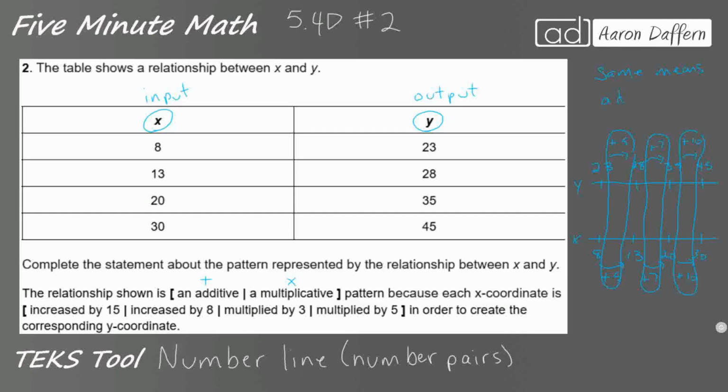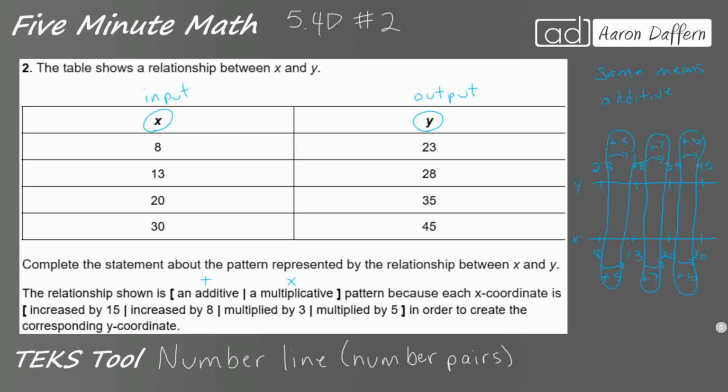So that's one thing that we can remember. If you have the same jumps on the x and y, that means it's an additive relationship. We're adding something. We don't know what yet, but it's additive. If it's a multiplicative relationship, they would be different. Like you would jump 2 on the x and then jump 6 on the y, and that would be consistent. So this is an additive relationship.